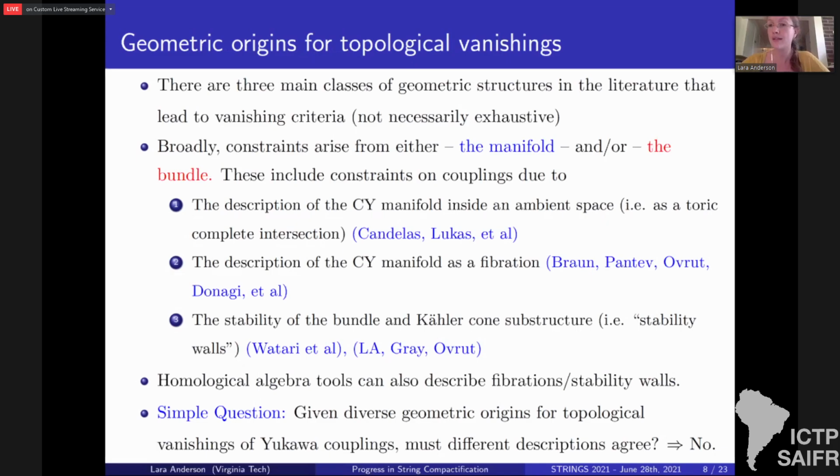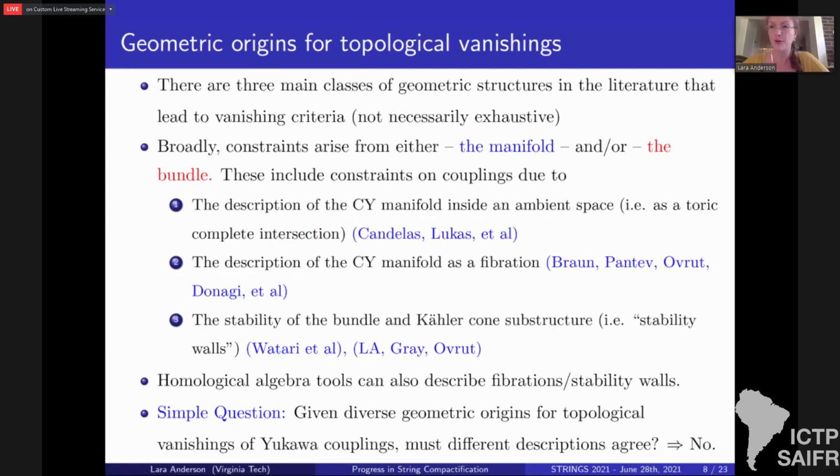And their ability to satisfy that can lead to massive symmetries that can have an effect in terms of constraining the possible couplings in the theory. What we showed in our paper is that homological algebra tools can also be used to describe these other effects as well. So you have an in for calculating broad classes of topological vanishings.